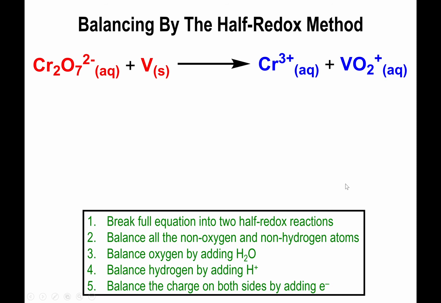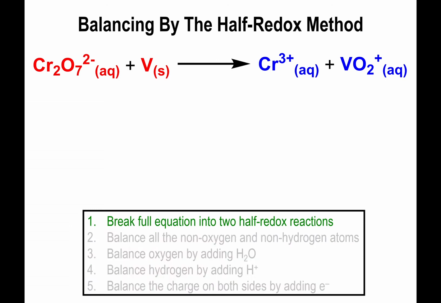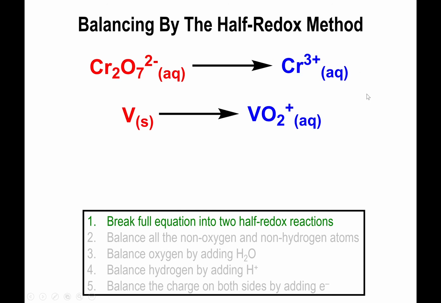So let me show you how this plays out. We have the same equation, dichromate plus vanadium leading to chromium 3 plus and vanadiol. So I'm going to split this up into the two half-redox reactions. One that only contains chromium and the other one that only contains the vanadium components. All right, so here we go. This is the same equation. The dichromate and vanadium are still on the reactant side, but now they're in separate equations. And the chromium 3 plus and vanadiol are still on the product side, but they're on separate equations. Notice that chromium remains with chromium, vanadium remains with vanadium.